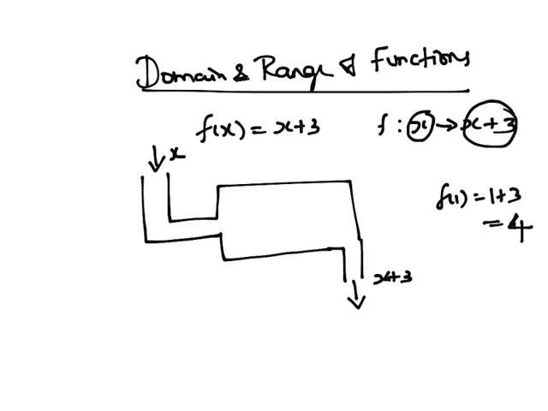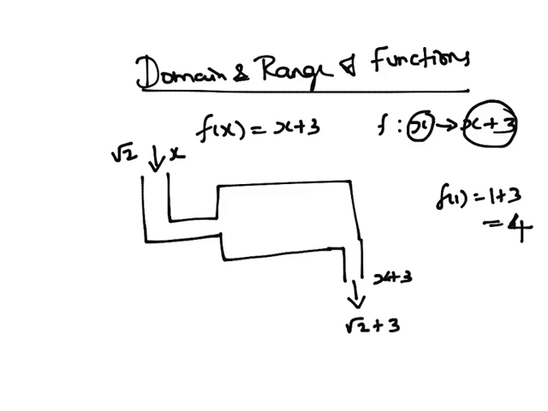Now if I put, for example, 0 inside, as you can see, I'll get 3 outside. One thing you need to understand is 3 is a real number, isn't it? It's an integer, a natural number, a whole number. It's also a real number. Let me put root 2 inside, which is an irrational number. The output will be root 2 plus 3, which is again a real number.